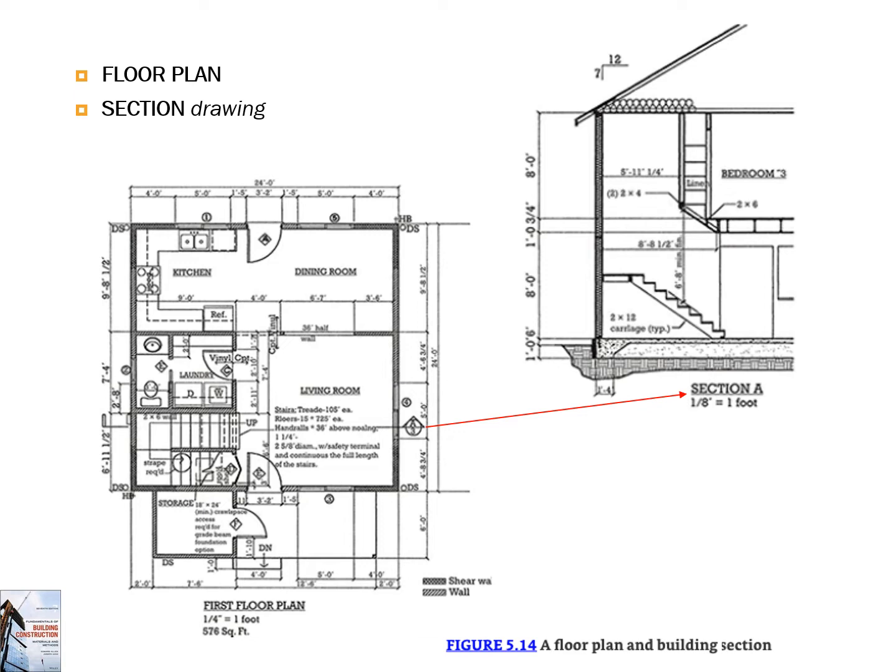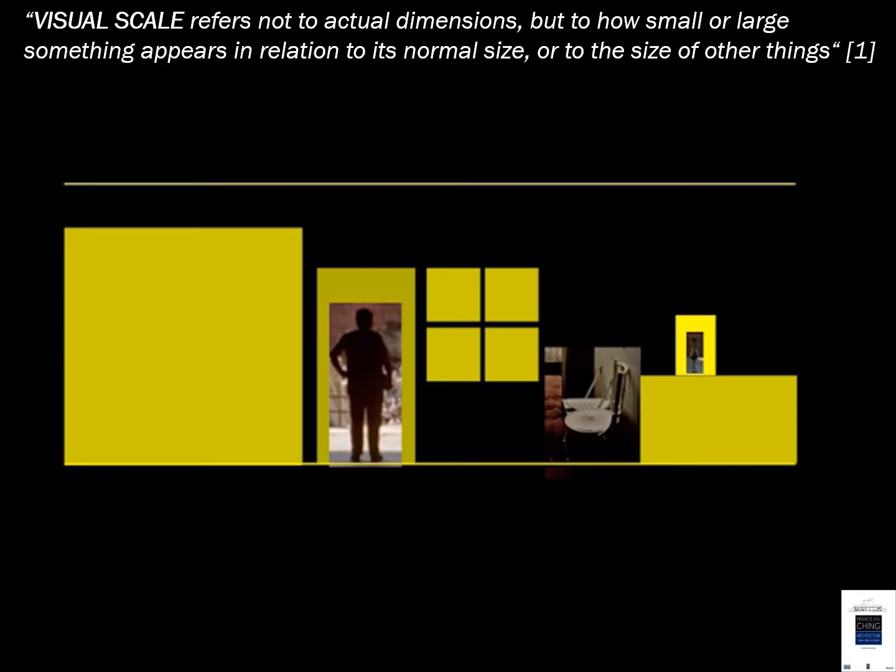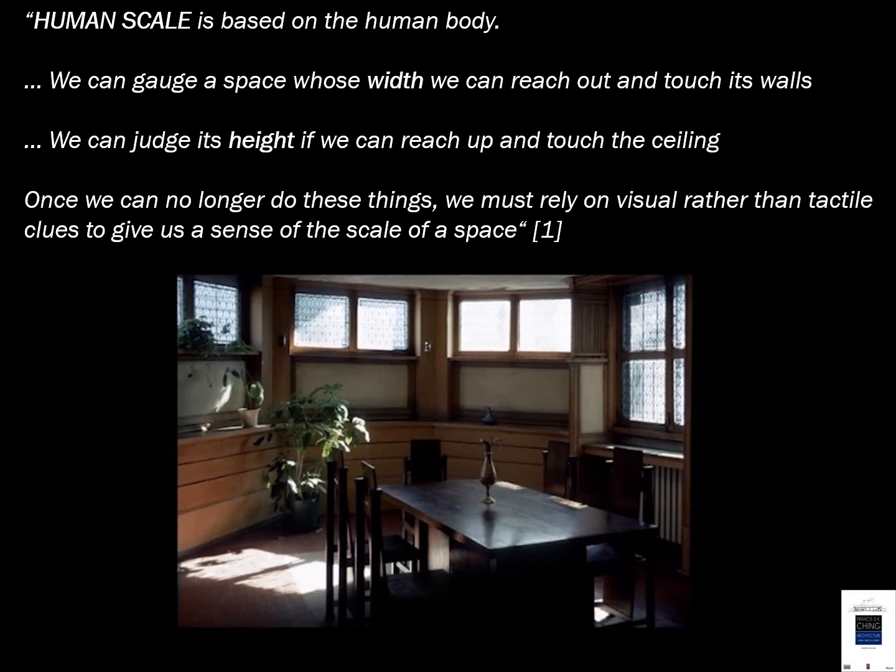Just an example floor plan and section drawing from this book we've been using for a number of lectures. For example, visual scale refers not to actual dimensions, but to how small or large something appears in relation to its normal size, or to the size of other things. We speak of a human scale, and we want to keep things at a human scale. Frank Lloyd Wright was very good at that. Actually a little smaller than most human scale because he was not very tall, but still nonetheless a human scale. And amongst the modernists, he was not a typical modernist in that respect.